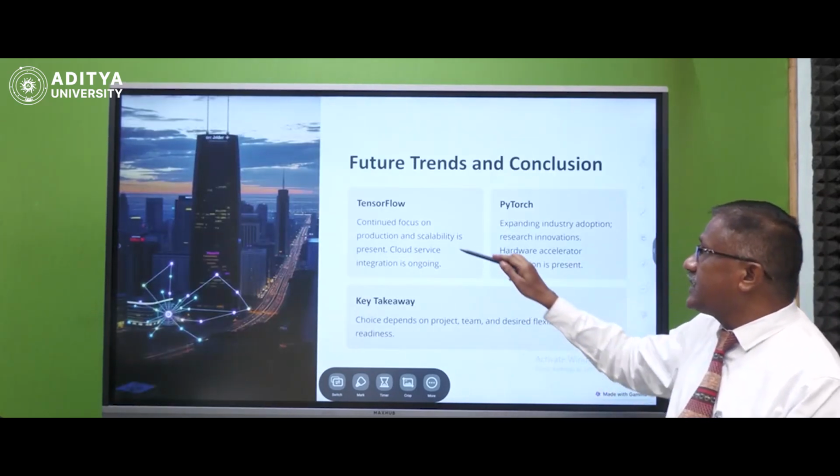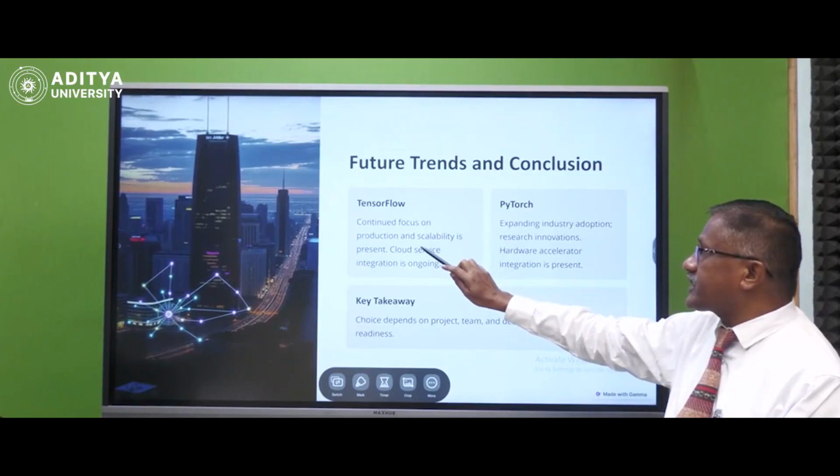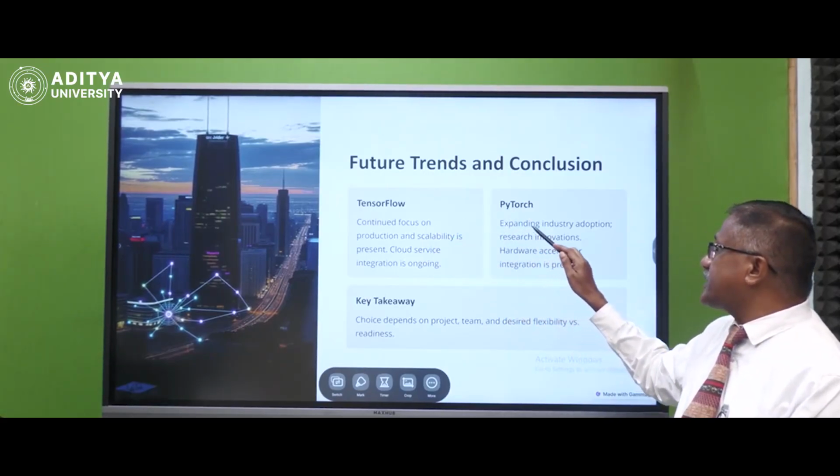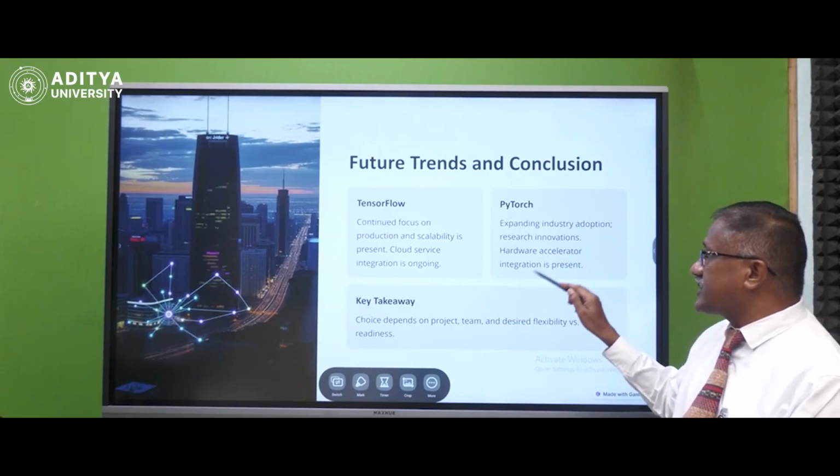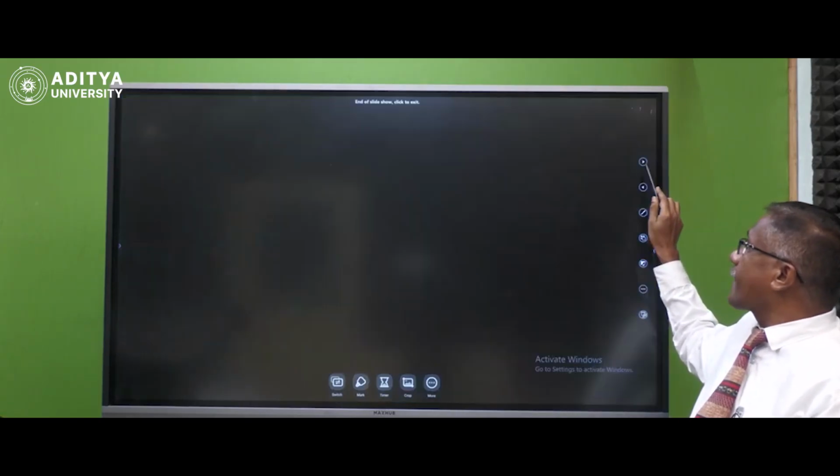What are the future trends? TensorFlow will continue to focus on production scalability, whereas PyTorch is expanding industry adoption and research innovations.